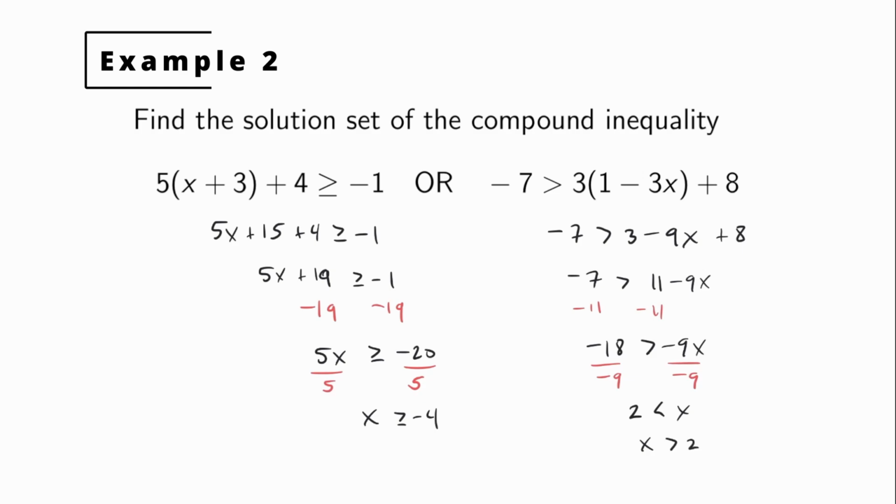So x is greater than or equal to negative 4, or x is greater than 2. But this solution set is entirely contained within this one, because x being greater than or equal to negative 4 would include all the numbers where x is greater than 2. So the union is just from negative 4 to infinity.